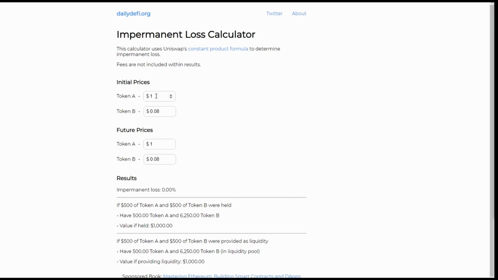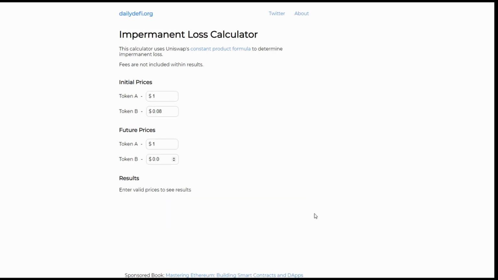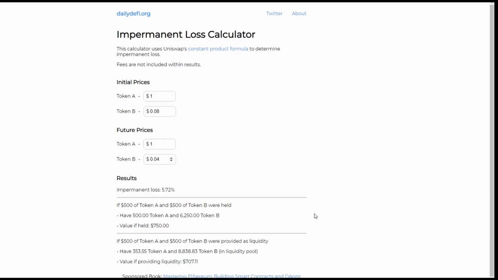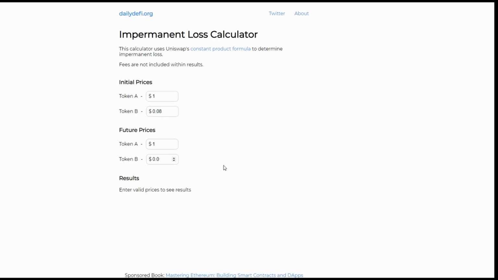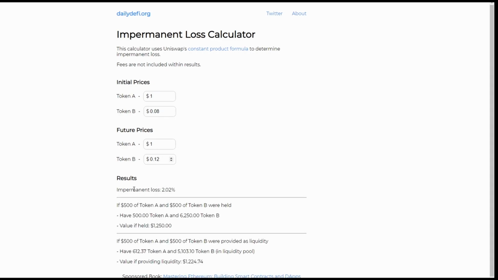Let's say token A is a stablecoin and token B a volatile one. So let's start with a downtrend of 50%. So token B goes to 0.04. We encounter impermanent loss of 5.72%. And if, on the other hand, the token rises 50%, so from 8 to 12 cents, we are also encountering impermanent loss of 2.02%.